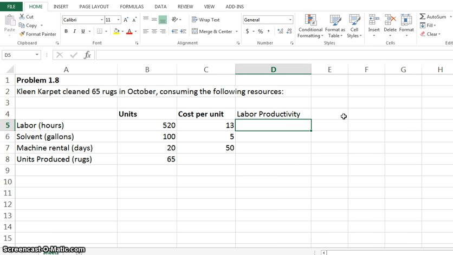We can measure labor productivity either in units produced per labor hour or units produced per dollar of labor. So we'll calculate both. The labor productivity per labor hour would be 65, which is the units produced, divided by 520, which is the labor hours used.